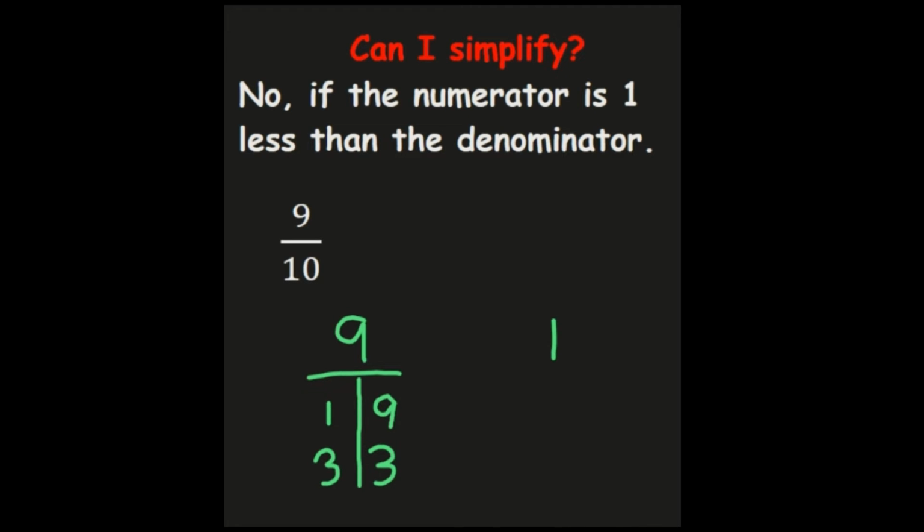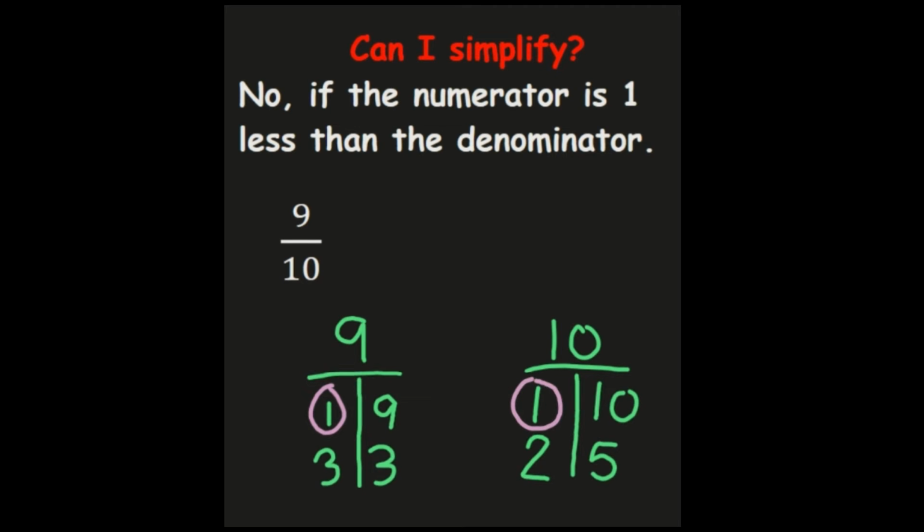If I factor 9, I get 1 times 9 is 9, and 3 times 3 is 9. So I get the factors of 1, 3, and 9. And I need to do the same factoring for my denominator of 10. So I get 1 times 10 and 2 times 5, for factors of 1, 2, 5, and 10. And the only common factor that 9 and 10 share is 1.